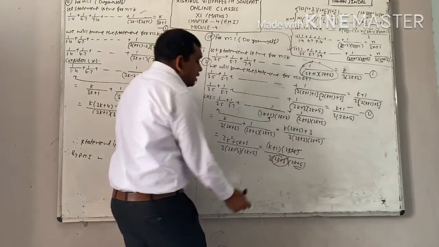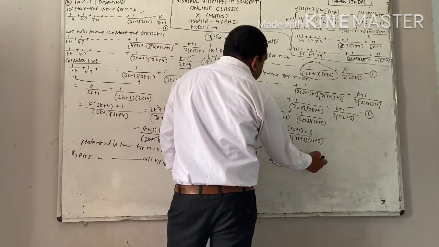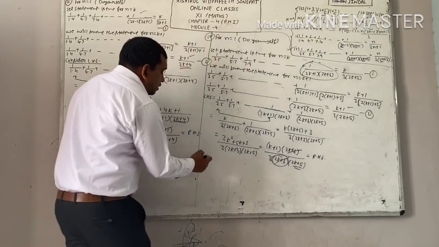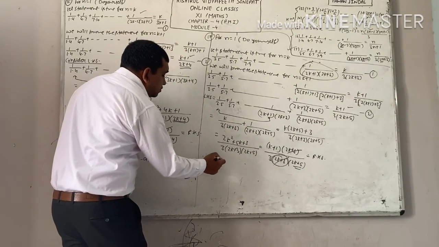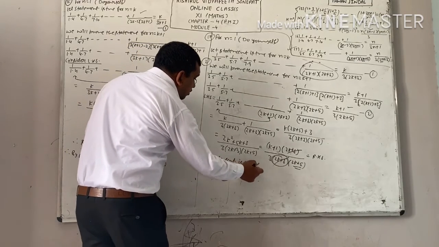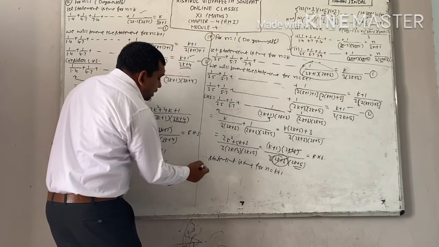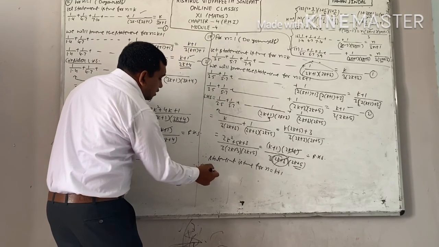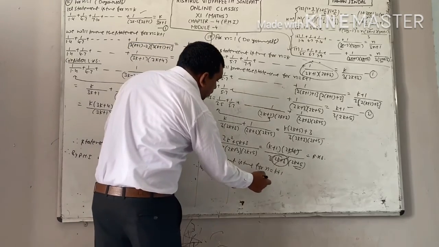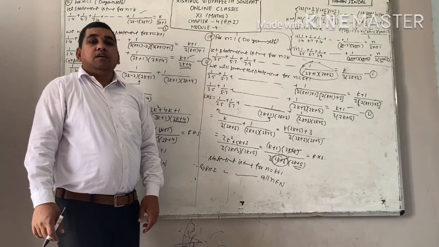This 2k plus 3 is cancelled out, and rest is equal to right hand side. Therefore you can say statement is true for n equal to k plus 1, and last line, therefore by PMI statement is true for all n belongs to natural number. Thank you.